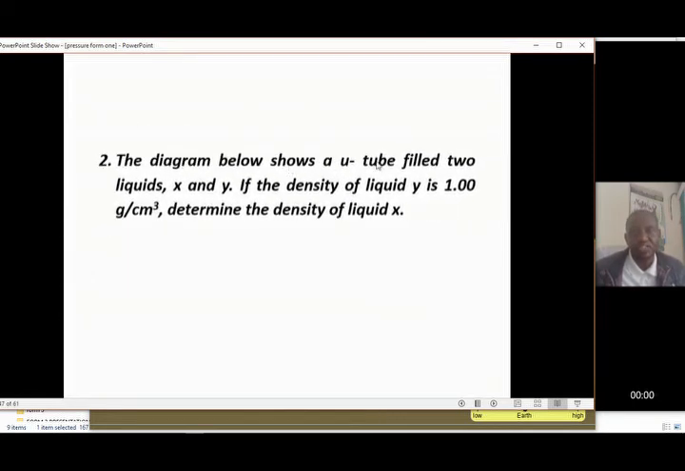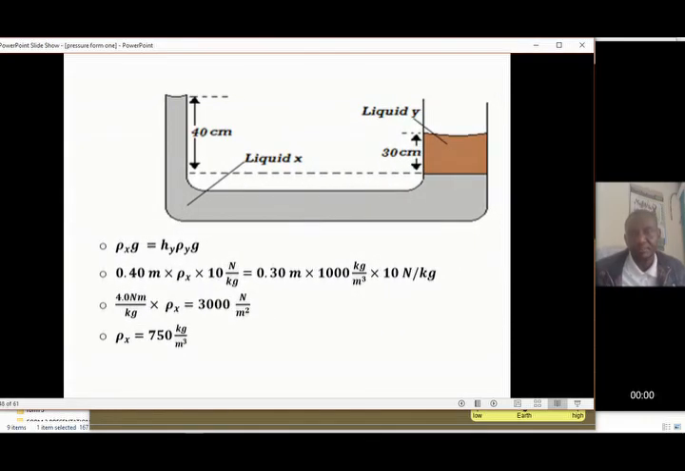Diagram below shows a U-tube filled with two liquids, X and Y. If the density of Y is 1, determine the density of X. The same thing. Look at this. Just identify one point here and say pressure at this point is equal to pressure at this point. So what is the pressure at this point? It's going to be height times density times G.